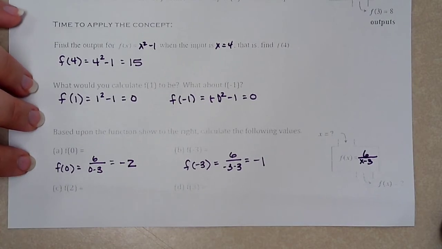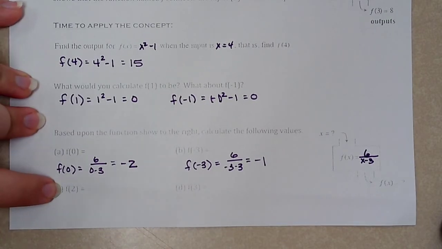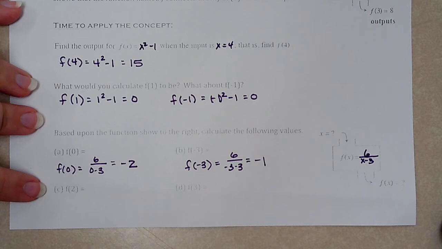If you feel like you know what's going on, go ahead and try those next two with f of 2 and f of 3. If not, we're going to go through them together. If you do choose to pause, you can still come on back and watch them afterwards.